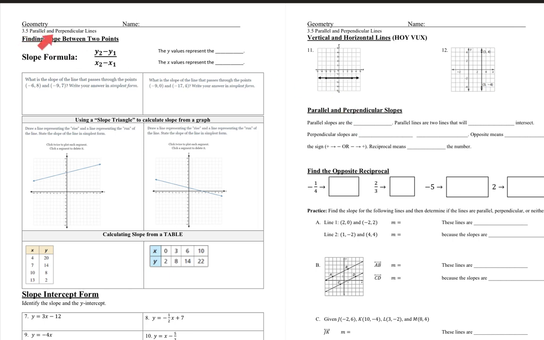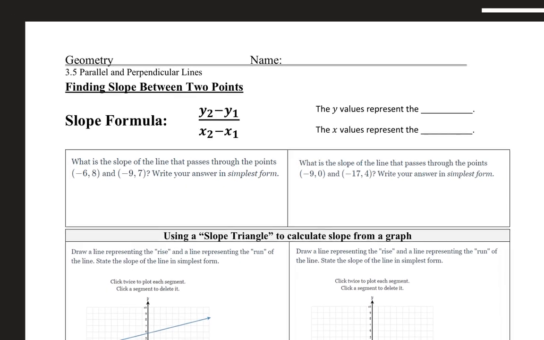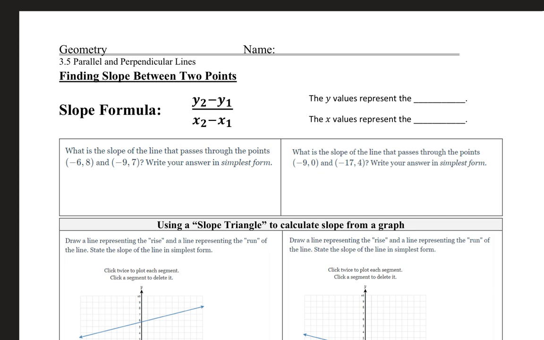We're going to talk about parallel and perpendicular lines. You talked about parallel lines before, and I'm pretty sure you talked about perpendicular as well. So let's get deeper into it. First, let's talk about slope. Parallel lines, we know, have the same slope. So let's talk about slope first.